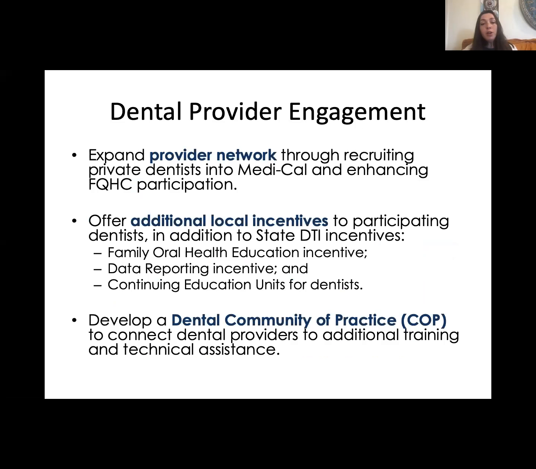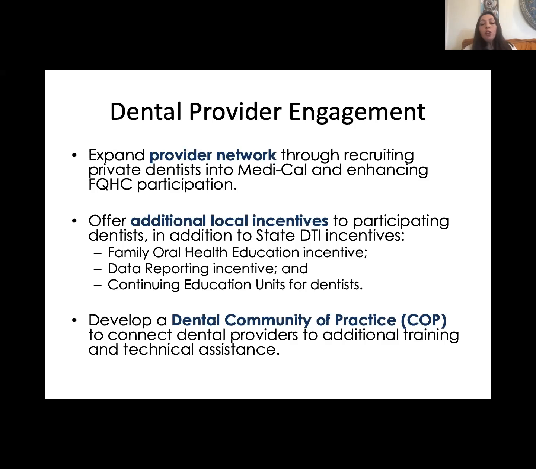I'm going to just spend 1 minute on this. Dental provider engagement is also a big part of that. Whenever you're doing care coordination, you want to bring dental providers into the mix. And bringing also additional local incentives in different ways: family oral health education, data reporting, and continuing education for dentists, which is continuing to happen right now with the collaboration of UCSF, as well as Alameda County and other resources. It's a big part of that incentive.